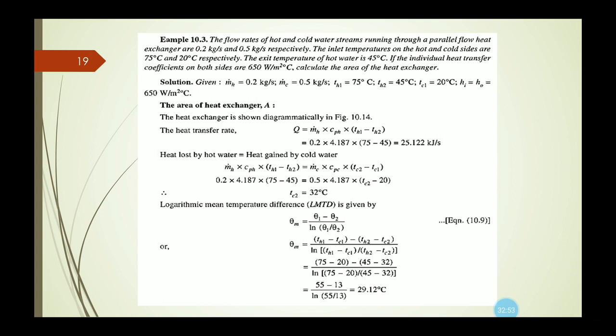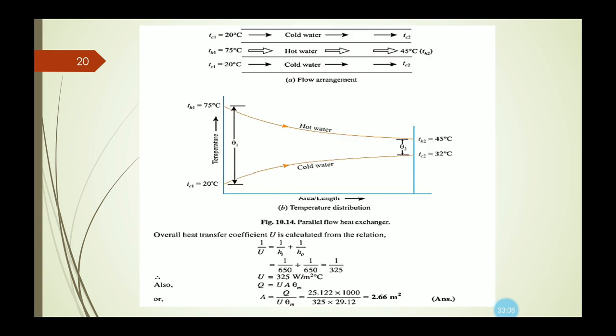Now if we put all these values in this formula of the LMTD, the logarithmic mean temperature difference, then after some steps we will get the value of the LMTD. It comes as 29.12 degrees centigrade. So this is the value of the LMTD that we are getting here. Now to calculate the area of the heat exchanger, we need to use the formula of the overall heat transfer coefficient, that is capital U. This formula of the overall heat transfer coefficient is actually 1 by Hi plus 1 by Ho.